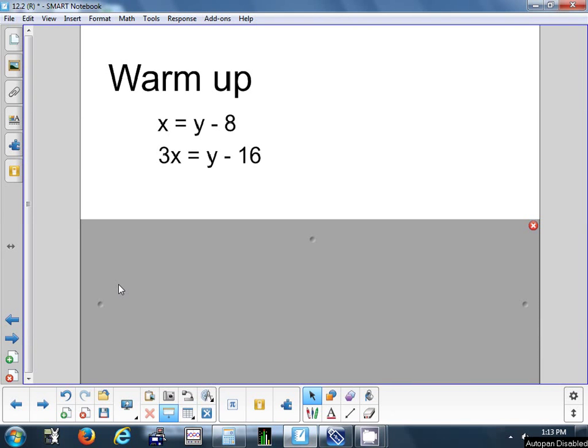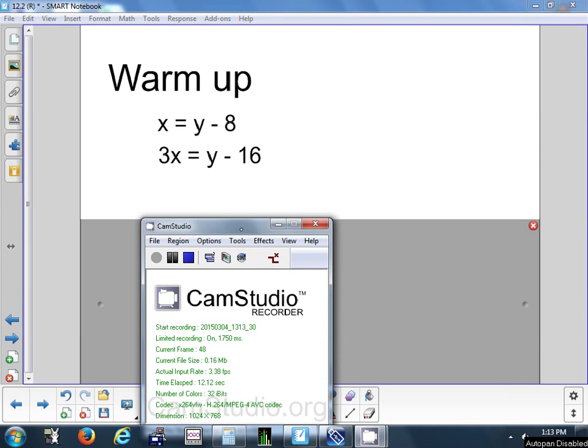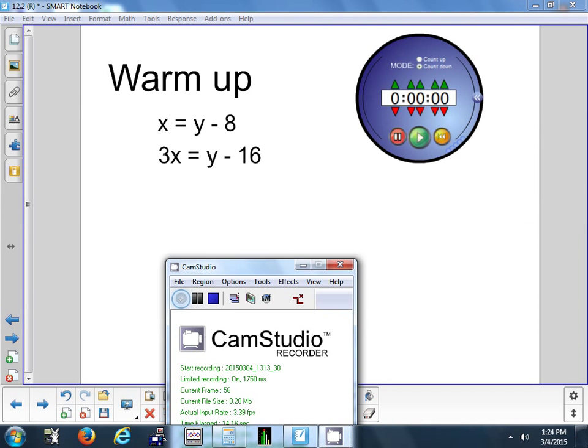All right, to start out with today, guys, we're going to take a look at a review problem from what we did yesterday. So I want you to try this warm-up. It's x equals y minus 8, and 3x equals y minus 16. So give that a shot, and then we'll go over it.